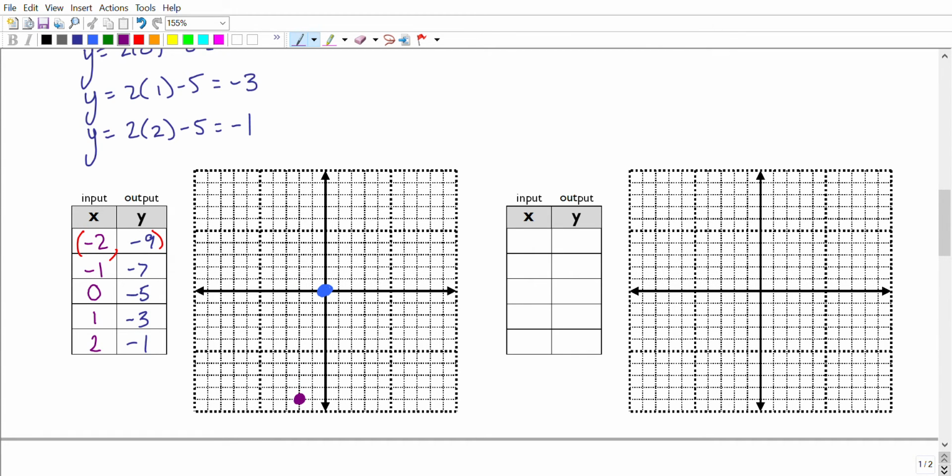Now -1, -7. So right about there. Then 0, -5: left and right, I'm not going to move at all, but I am going to go down 5. Then right 1 and down 3. And finally to the right 2 and down 1. Notice you can already see from there that I am making a straight line.